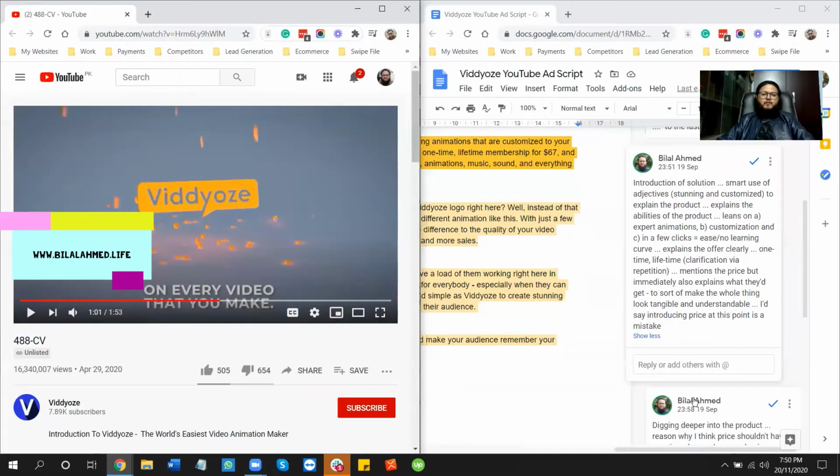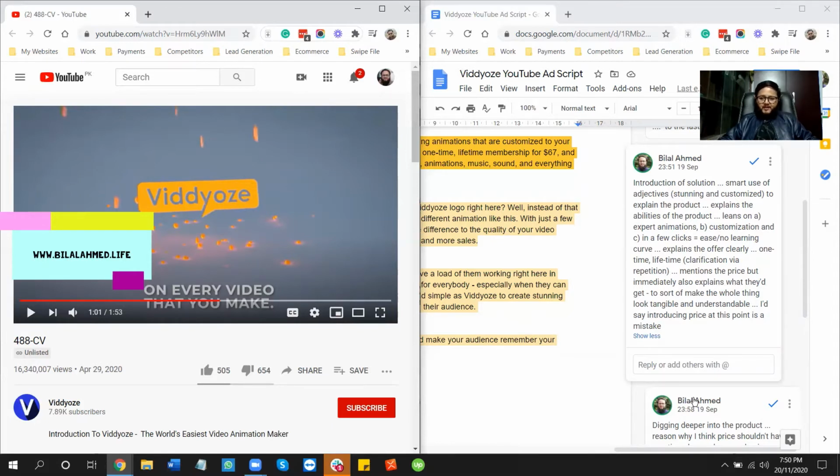One time, lifetime. He uses this word, one time, lifetime, at least at 3 points in this ad. And the purpose is to tell you that it's a one-time offer, it's a one-time fee, it's not a monthly subscription or a yearly subscription. Once you buy it, all future updates would be included in that purchase.